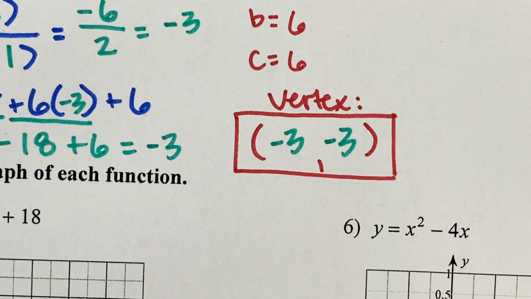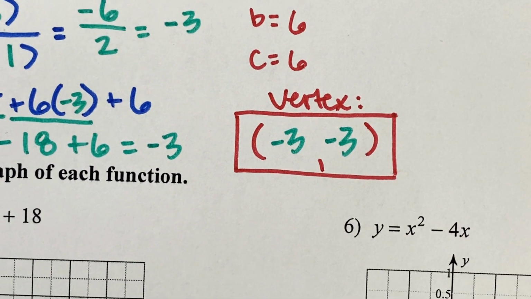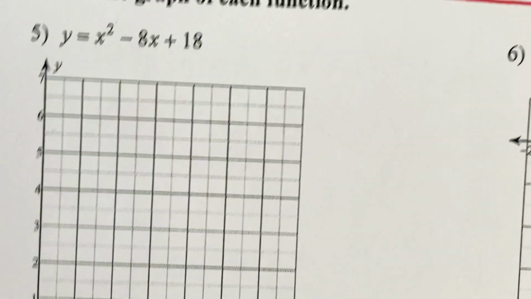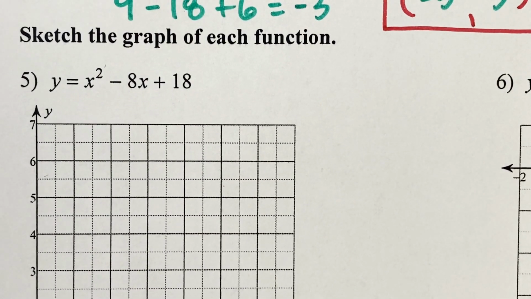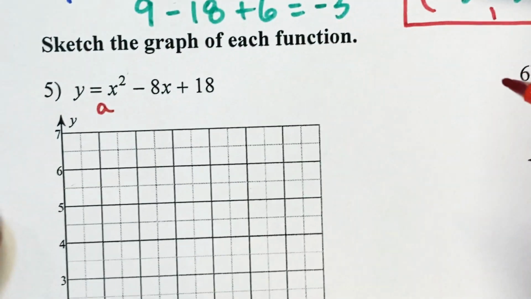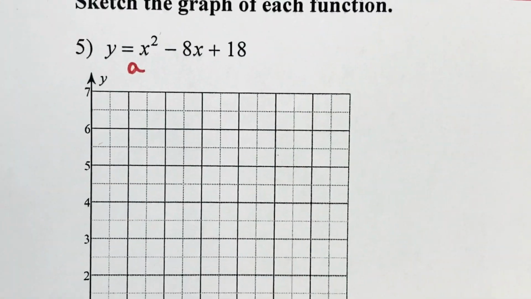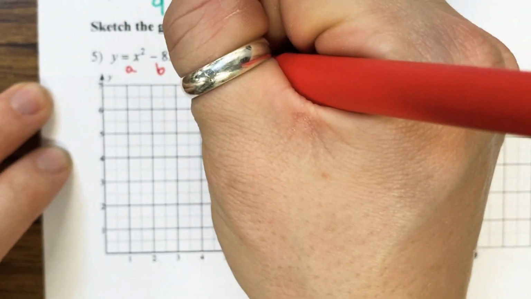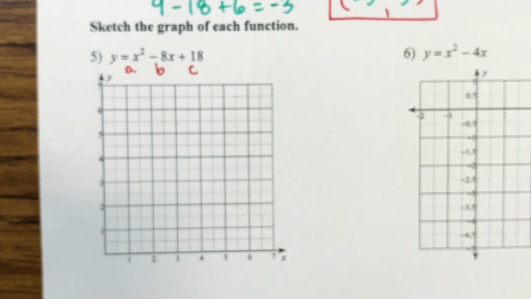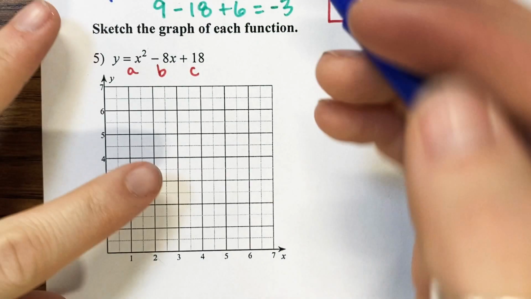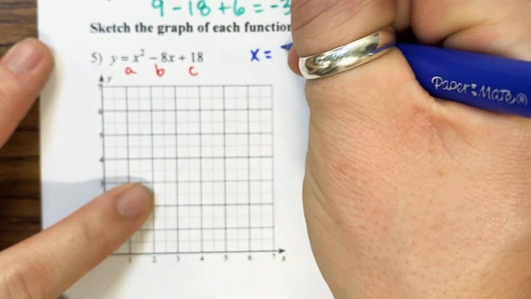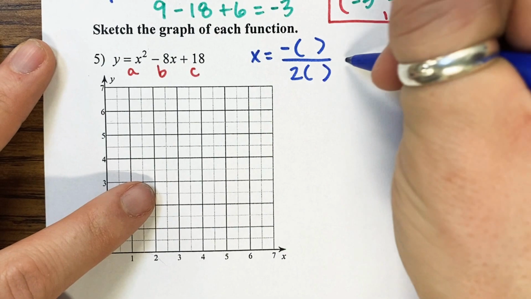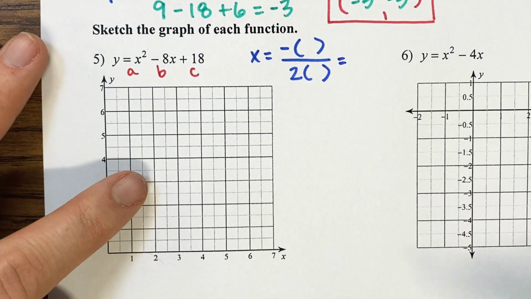Awesome. Okay, for numbers 5 and 6, our last examples, we're going to do the exact same thing, but then we're just going to graph it. Easy peasy. Okay, so we need to identify, let me zoom out just a little bit, A, B, and C, so we can plug it into our mini formula. Okay, so I have x is equal to negative b over 2 times a. Okay, and we'll figure out what that is.